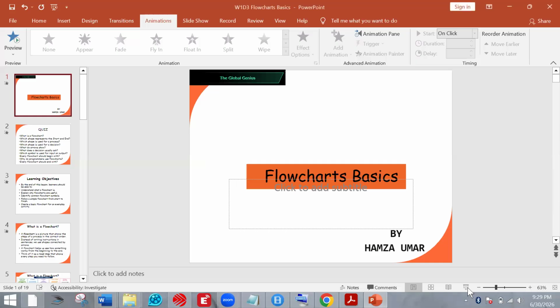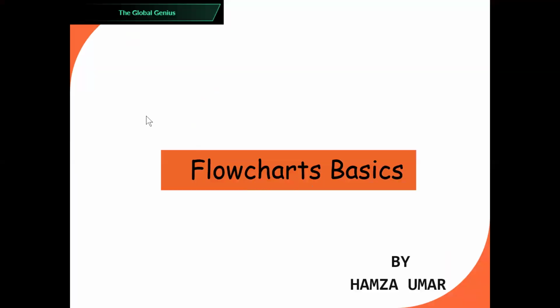Welcome back, Scratch developers. In our previous lesson, we discussed step-by-step instructions. So in today's lesson, we'll be talking about flowcharts, basic flowcharts.